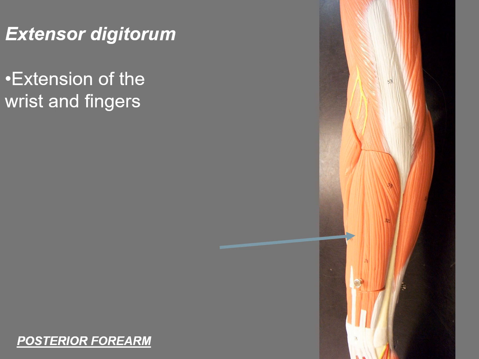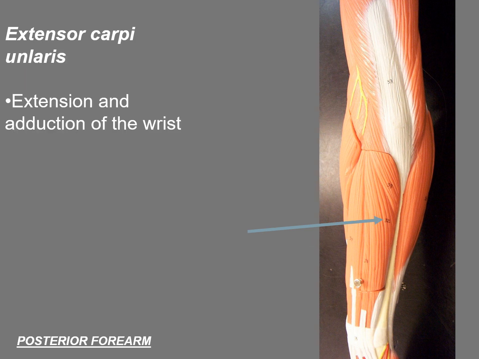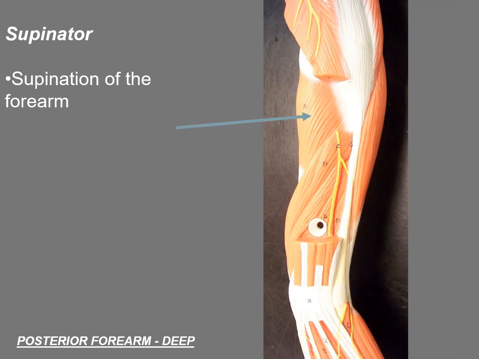Extensor digitorum is extension of the wrist and the fingers as well. Once again, use the name. If the name has extensor in it, you know it's going to be involved with extension. Digitorum, you're talking about your digits. So just put those names together to help you. Extensor carpi ulnaris is with extension and adduction of the wrist. Supinator, what do you think it's going to be involved with? Supination of the forearm.